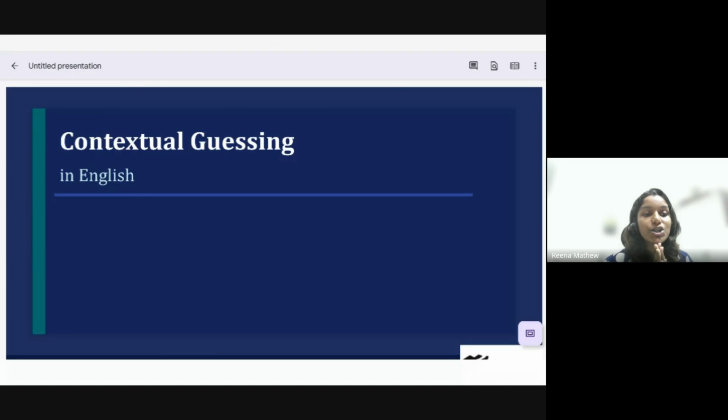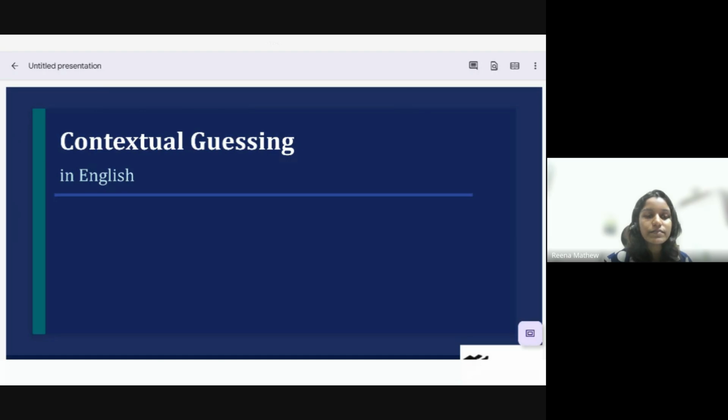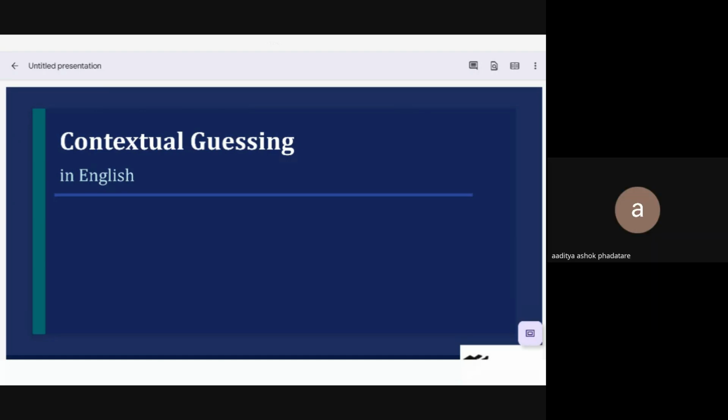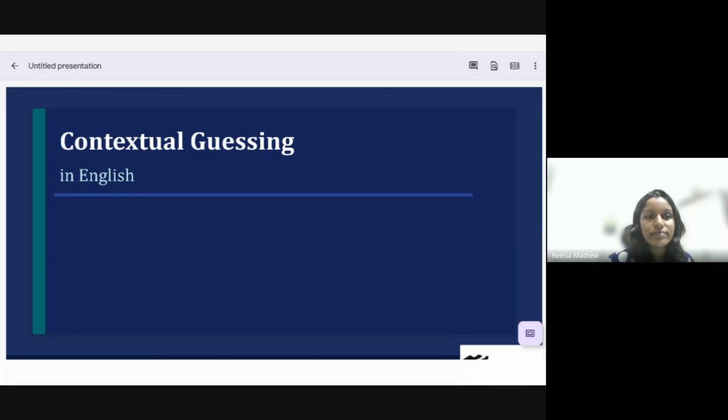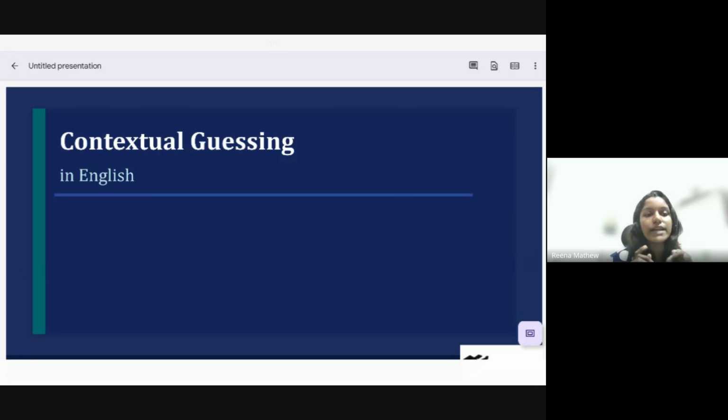And I will be teaching you contextual guessing in English. Okay, so can someone tell me what we learned in yesterday's class? What did we learn in yesterday's class? Skimming and scanning skills. Scanning. Yes, very good. When do we skim and when do we scan? Can you tell me that in the chat box? When do we skim and when do we scan?